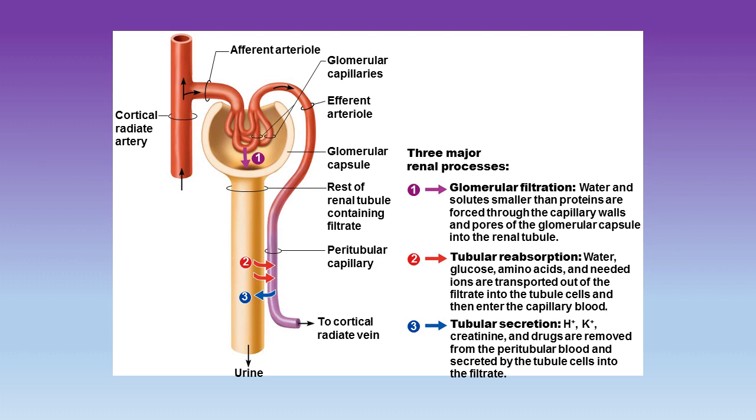And then secretion. Maybe the pH is low, you need to remove some hydrogen ions. Maybe you need to remove potassium because it's very high, creatine. Your secretion is moving substances out of the blood into the tube. Once again, anything that's left in the tube is forming the urine.